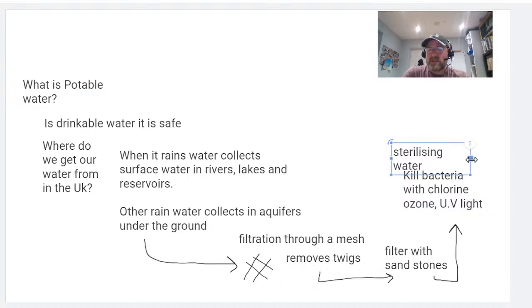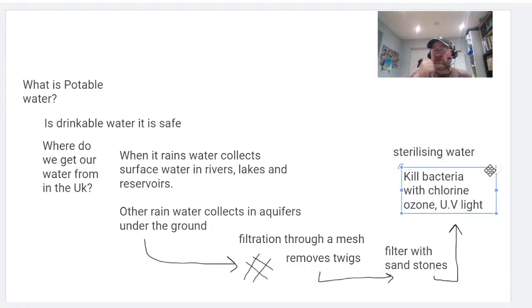So really, what do you need to know? Filter it. Collect the ground or surface water. You need to know which one is ground, which one is surface. Groundwater is under the ground. Surface water is in rivers and lakes. Filter it through a mesh to remove sticks, stones, leaves. Then filter it through sand and gravel, and then sterilize it using chlorine, ozone or UV light.